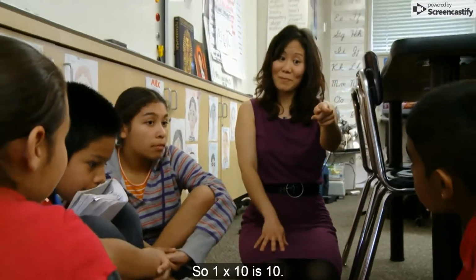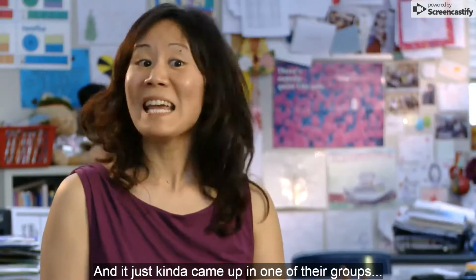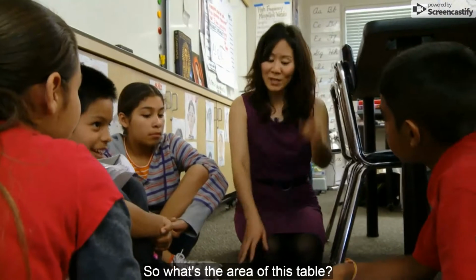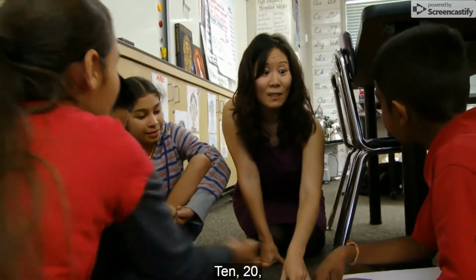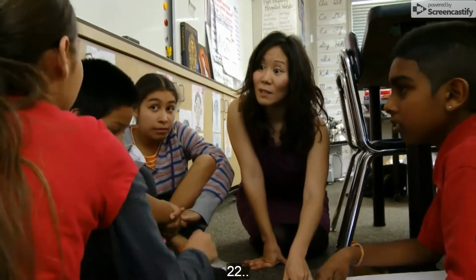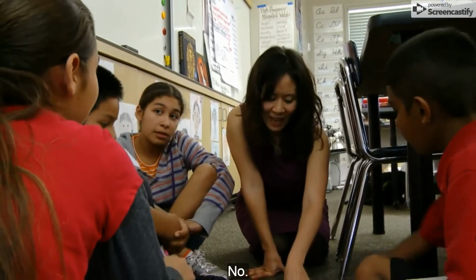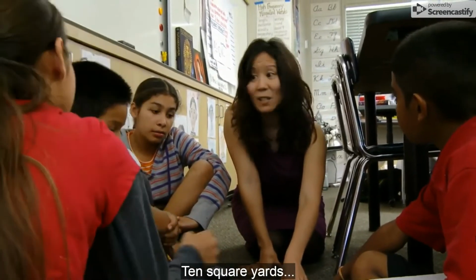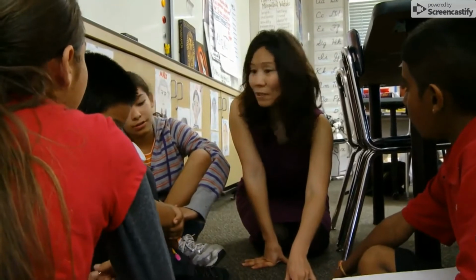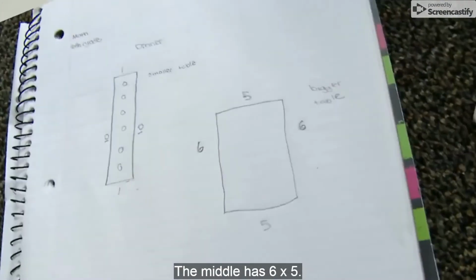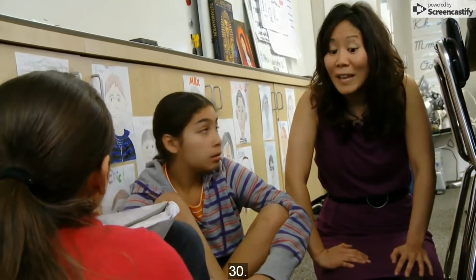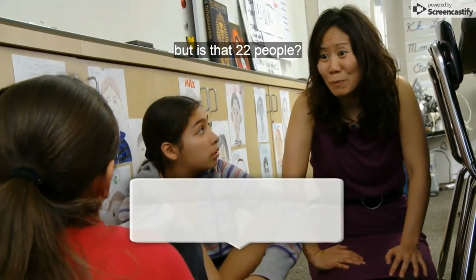So 1 times 10 is 10. And it just kind of came up in one of their groups. So what's the area of this table? That's 25. 22. Wait, what? No? What is the area? 10 square yards. Yeah. What's the area here? But then you have 6 times 5. What is 6 times 5? 30. That's a bigger area. But is that 22 people?